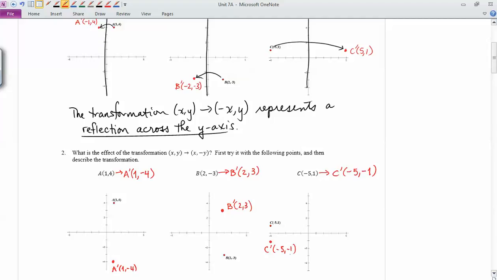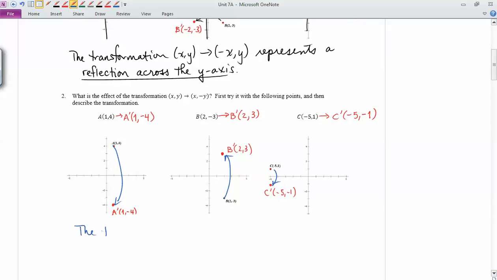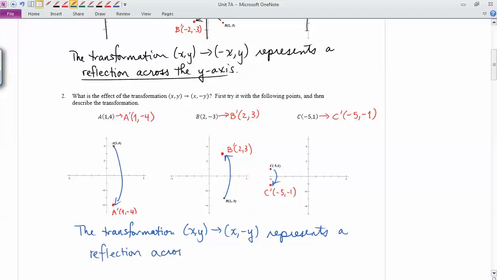And if you look at these guys, what's happening here is we're bouncing across the x-axis instead. It went from A to A prime, bounced across the x-axis. We got mirror images over there. So in this one, the transformation (x, y) turns into (x, -y). That represents a reflection again, but this time it's across the x-axis.